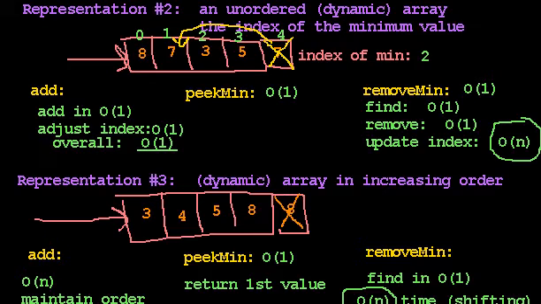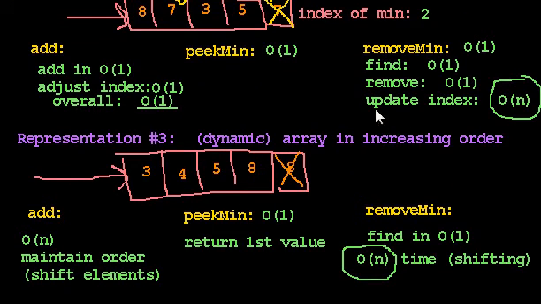So that was our winning representation, and then we introduced what if we wanted to improve upon that by keeping the array in increasing order. And so we tried that. But that actually seems to have killed us because not only did we get the same times for peek min and remove min, but we got linear time for adding. And the reason we got linear time for adding is that now we have to add the element in the proper place. That involves shifting the elements over to make room for the new value that we're inserting, since we're trying to maintain increasing order.